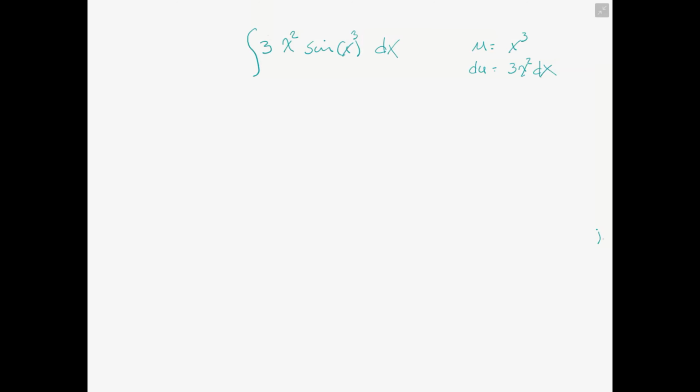So we are going to erase this, give it a little more room, and we're going to go 3x squared dx, but we have to put a 1/3 out here because we have to make that 1. So now we have 1/3 sine of u du.